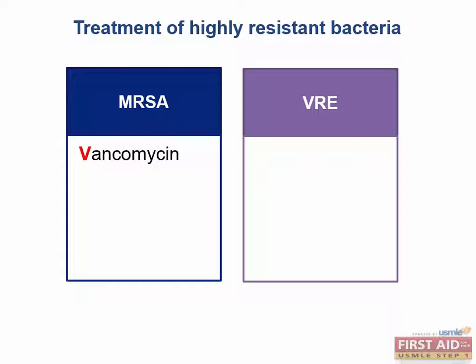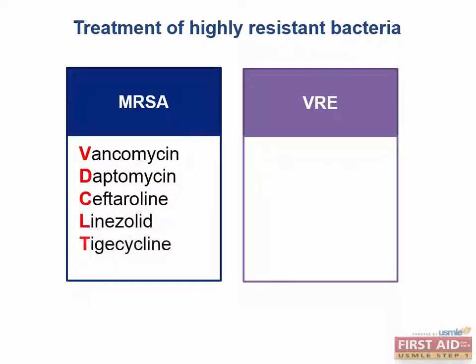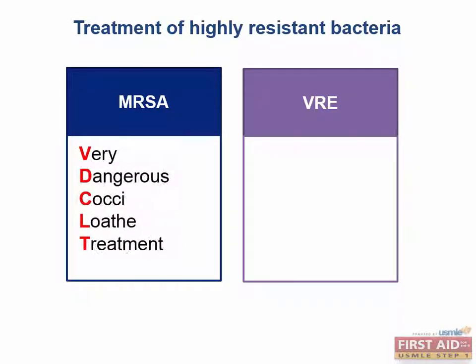That would be vancomycin. And how do bacteria develop resistance to vancomycin? Remember, the D-alanine-D-alanine dipeptide of the peptidoglycan cell wall is mutated to D-alanine-D-lactate, and therefore vancomycin does not work. When vancomycin doesn't work, daptomycin, ceftaroline, linezolid, or tigecycline are options for treatment. A mnemonic to remember this is: very dangerous cocci loathe treatment.